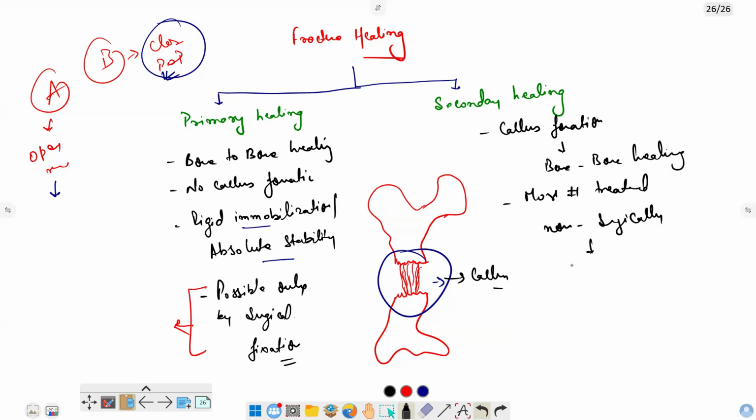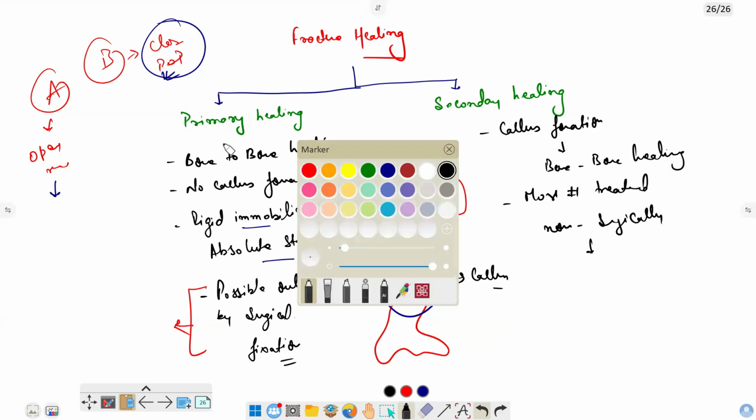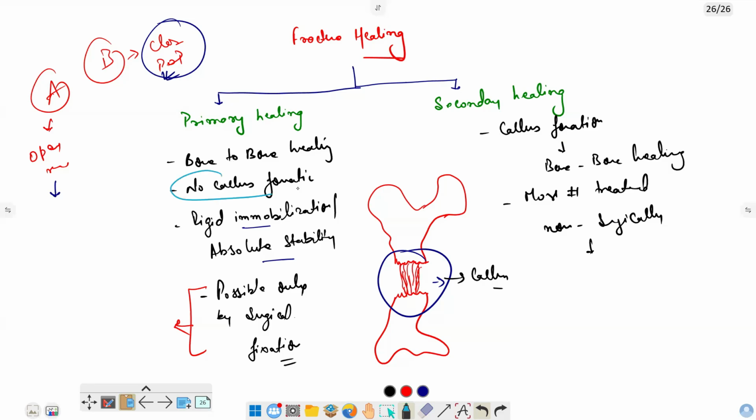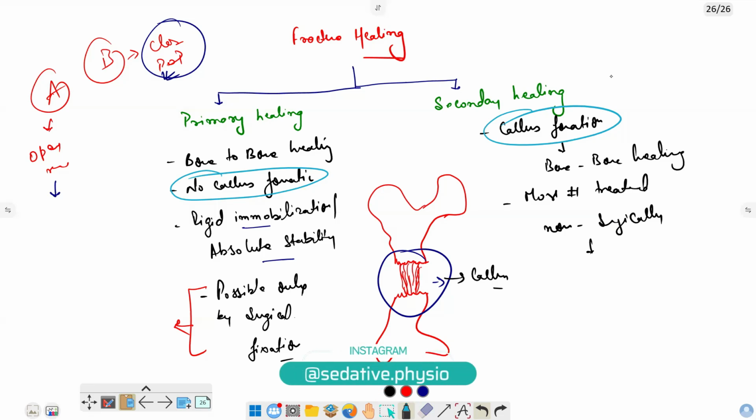So the basic difference from the physiological or anatomical point of view between these two is that in primary healing there is no callus formation, and in secondary healing there is callus formation. So we have skipped one very long stage from secondary healing to primary healing. So those are the two major types of fracture healing. Now, let's look at the different phases of fracture healing. We have four major stages.